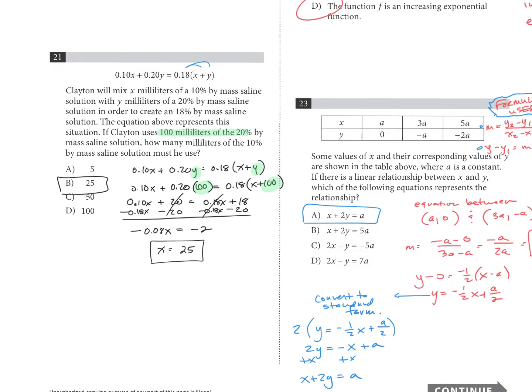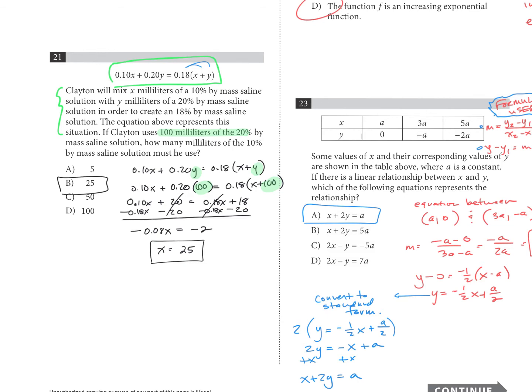Number 21. Clayton will mix X milliliters of a 10% by mass saline solution with Y milliliters. So all this stuff, you could read it if you want, but I'm just going to look at the equation, because really that whole first 5 lines is just telling you this is the equation, this is why this works.